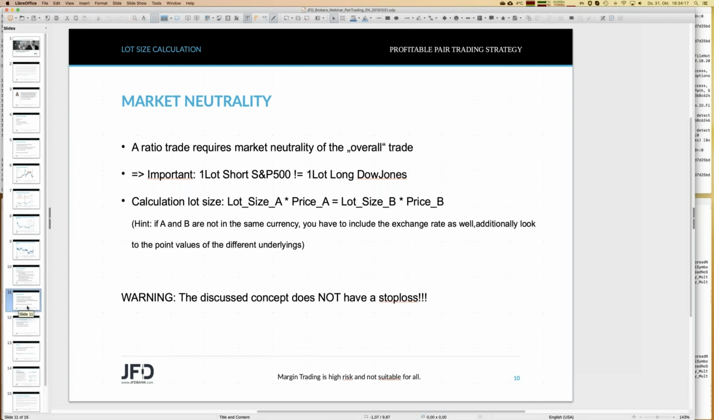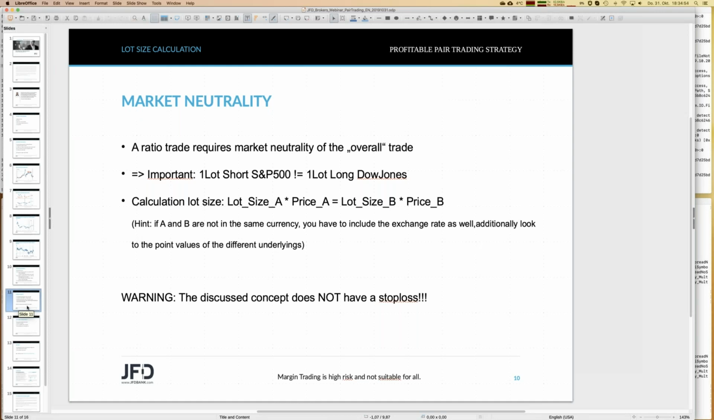And the final answer is just that equation, which gives you directly the number of lots. You only have to set the lots for one and you get the lots for the other one. Since the trade should be market neutral, we can simply multiply the number of lots with the price of product A, and that should equal the number of lots of product B times the price of product B. Think about Dow Jones and S&P 500, then I hope it becomes quite obvious.